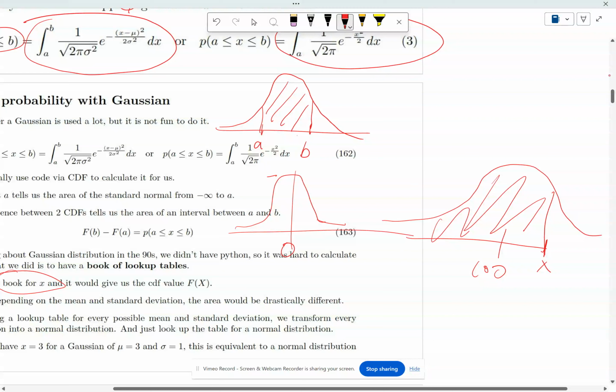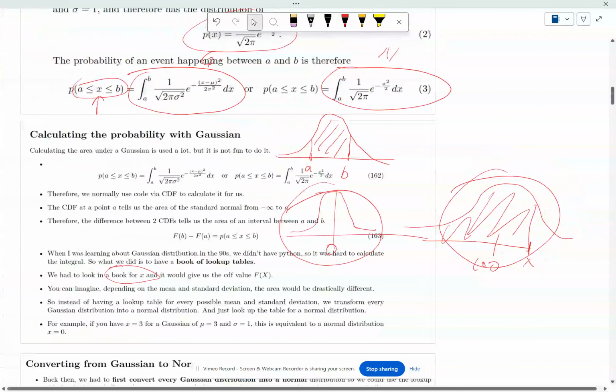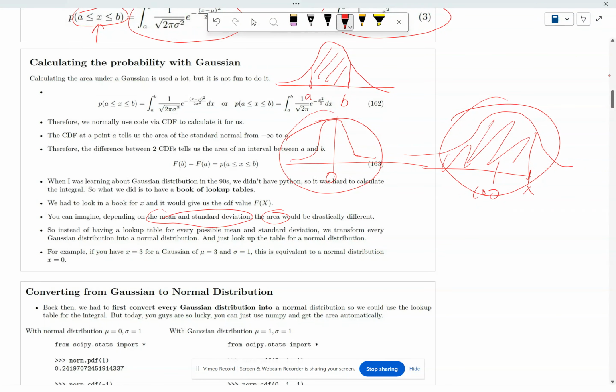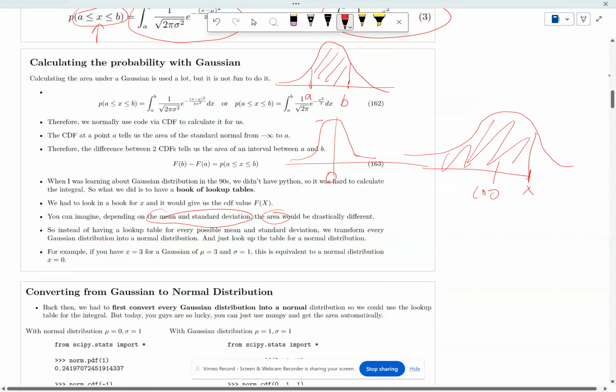Right? You will need a lookup table when the Gaussian is in the center. You will need another lookup table when the Gaussian is at 100. You will need another one for 200. So it was very, very difficult back then, because the Gaussian could be anywhere, and yet you cannot have infinite lookup tables. So you can imagine, depending on the mean and the standard deviation, the area would change, right? The area between x and negative infinity is very different from x to negative infinity for this distribution.